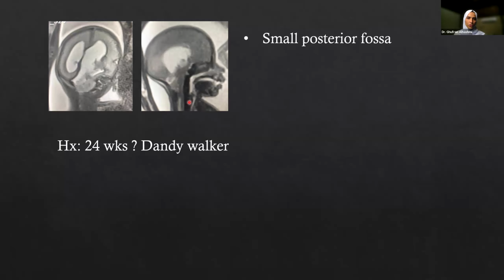On the sagittal image, you pick up that opposed to Dandy-Walker malformation, where you have large posterior fossa, this patient actually has small posterior fossa. Not only that, there is actually hindbrain herniation.